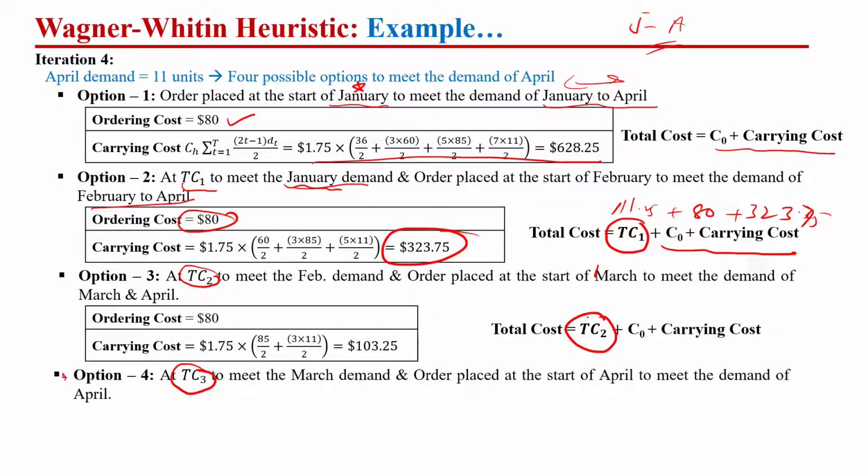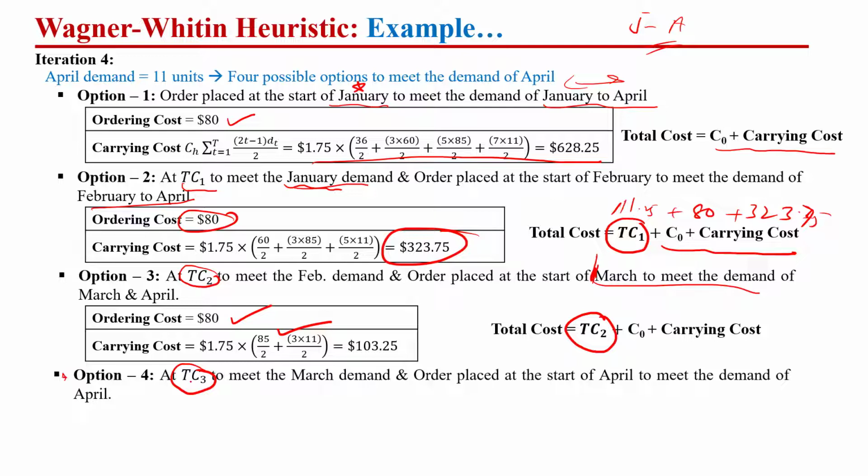And then option number three is, we have decided till February, which means we have the optimum total cost till February, right? We do not need to decide from March to April. So for the 2 months, the ordering cost at the start of March and the average carrying cost for March and April. So that is going to be the total cost for option number three.